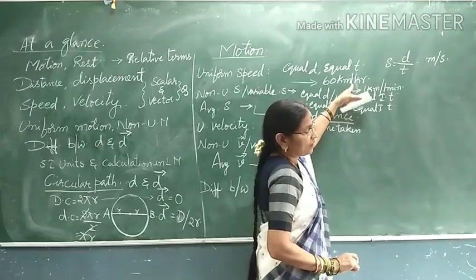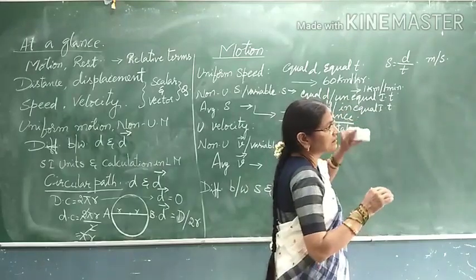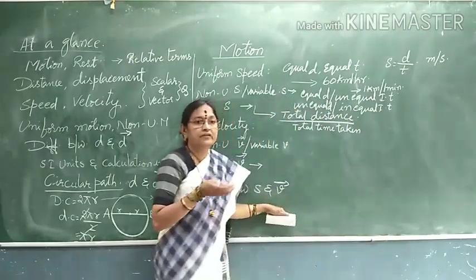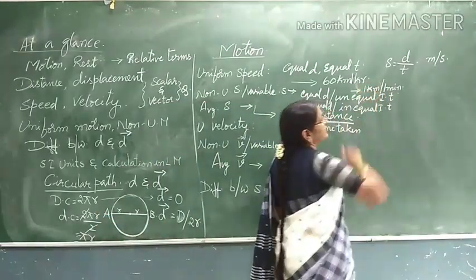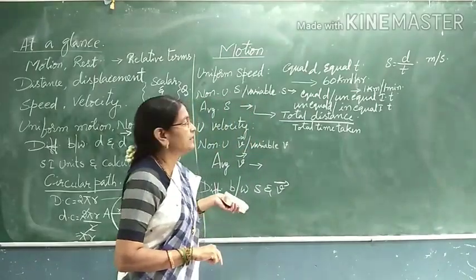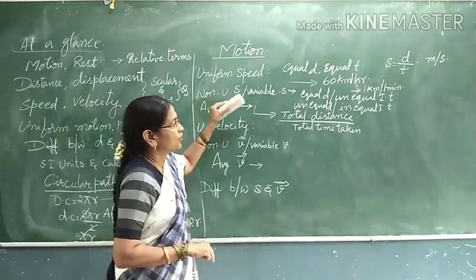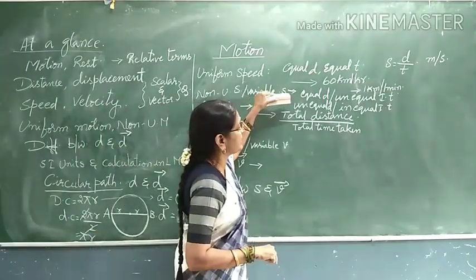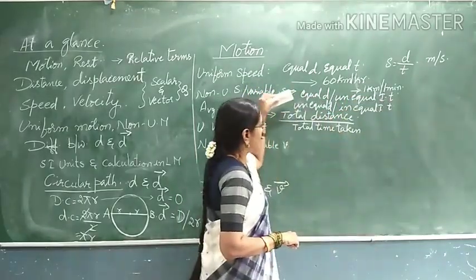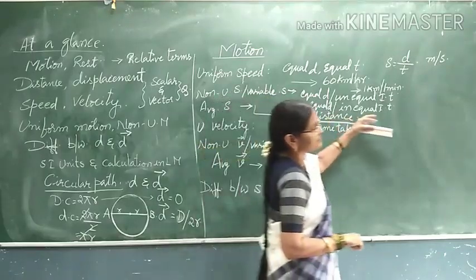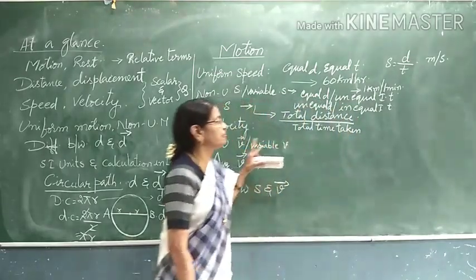That means it covers 30 kilometers in half an hour, 10 kilometers in 10 minutes, 15 kilometers in 15 minutes. So each minute it is covering a distance of 1 kilometer. That is called uniform speed. Now coming to non-uniform speed or variable speed. When a moving body is covering equal distances in unequal intervals of time or unequal distances in equal intervals of time, it is called non-uniform speed or variable speed.